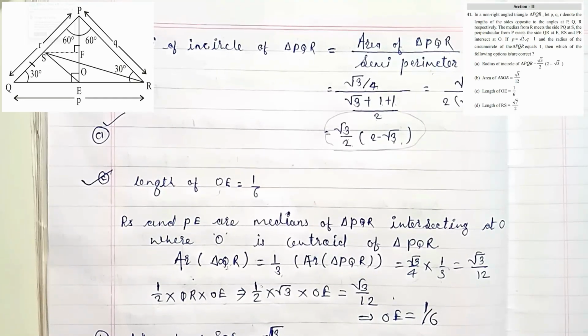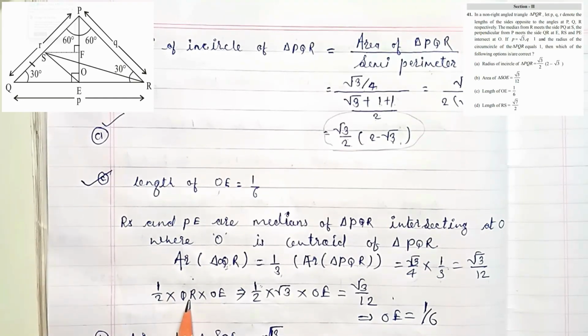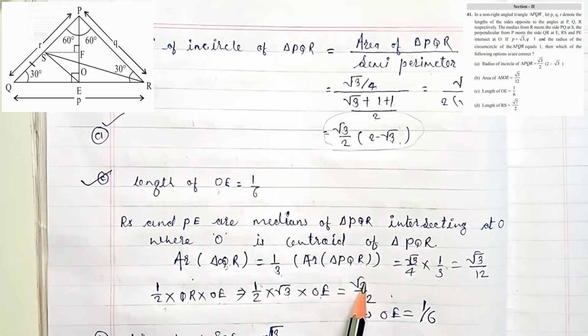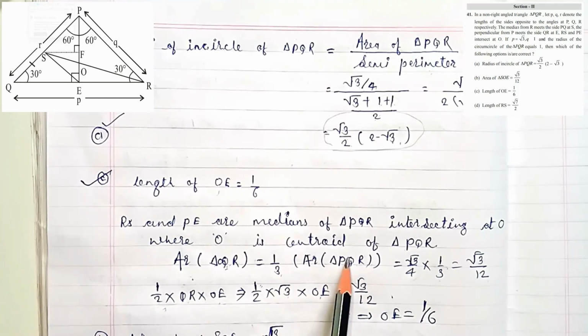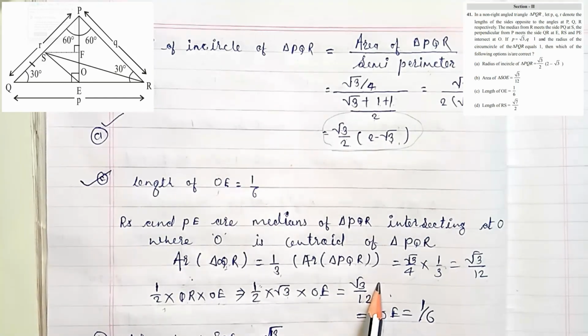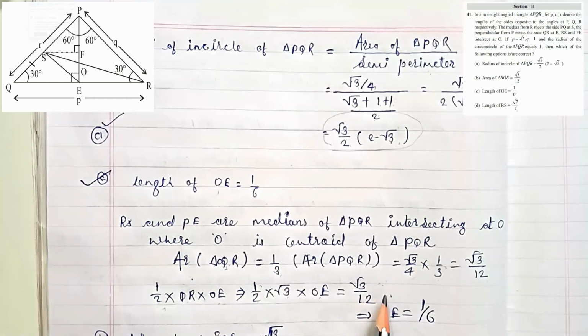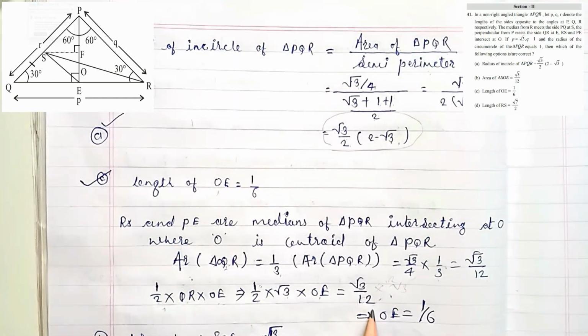Okay, the area of triangle OQR can be written as 1/2 into base into height. So 1/2 into QR, which is root 3, 1/2 into root 3 into OE, is equal to 1 by 3 the area of triangle PQR, which is root 3 by 12. Okay, now root 3 by 2, take it to the other side, the multiplicand becomes the dividend. That means root 3 by 2 is multiplied by 2 by root 3. Okay, so 2 cancels, root 3 cancels, so OE will be 1 by 6. Okay, so this is easier to find out.